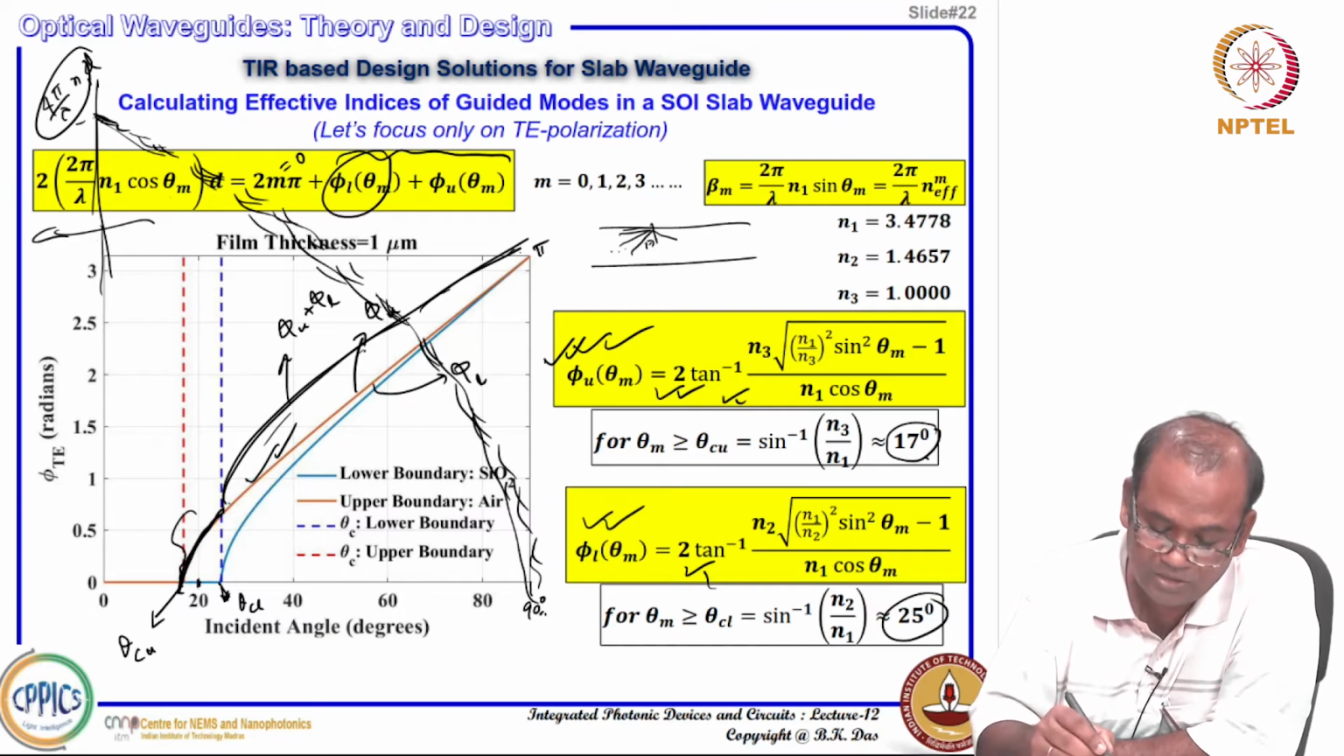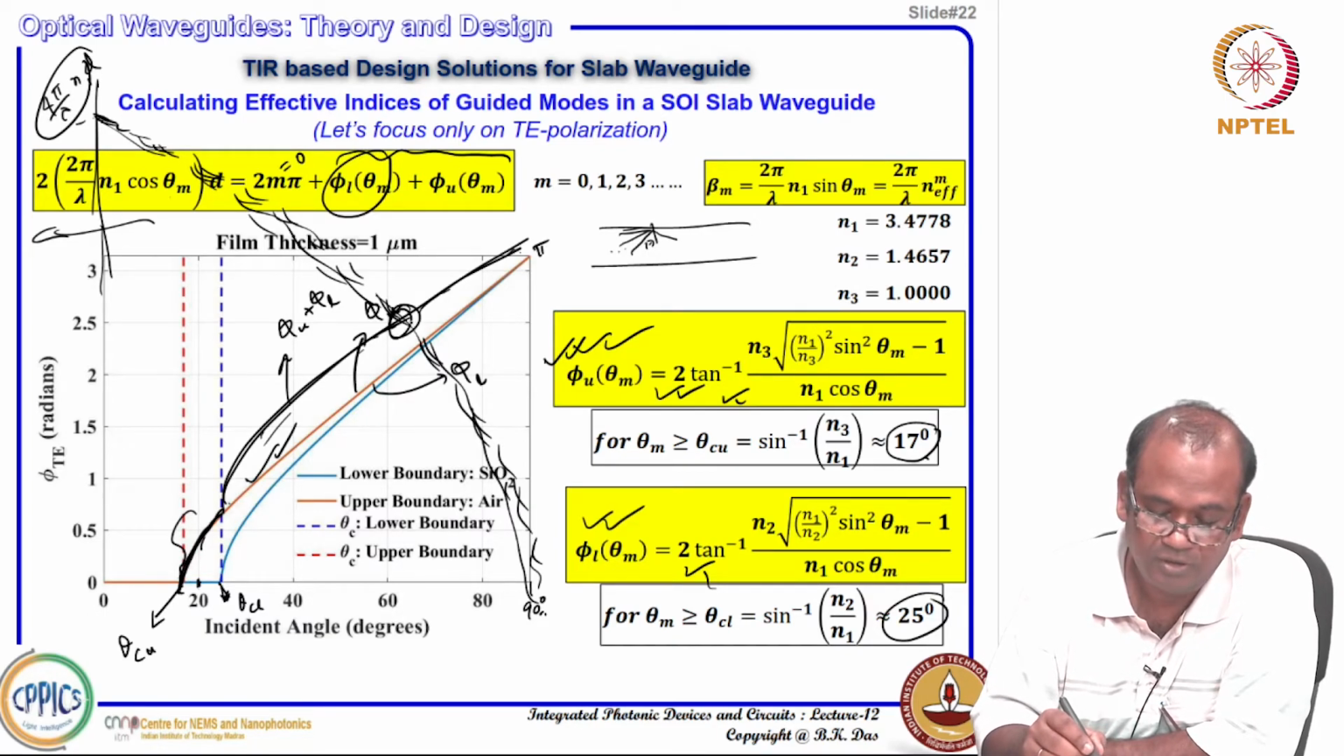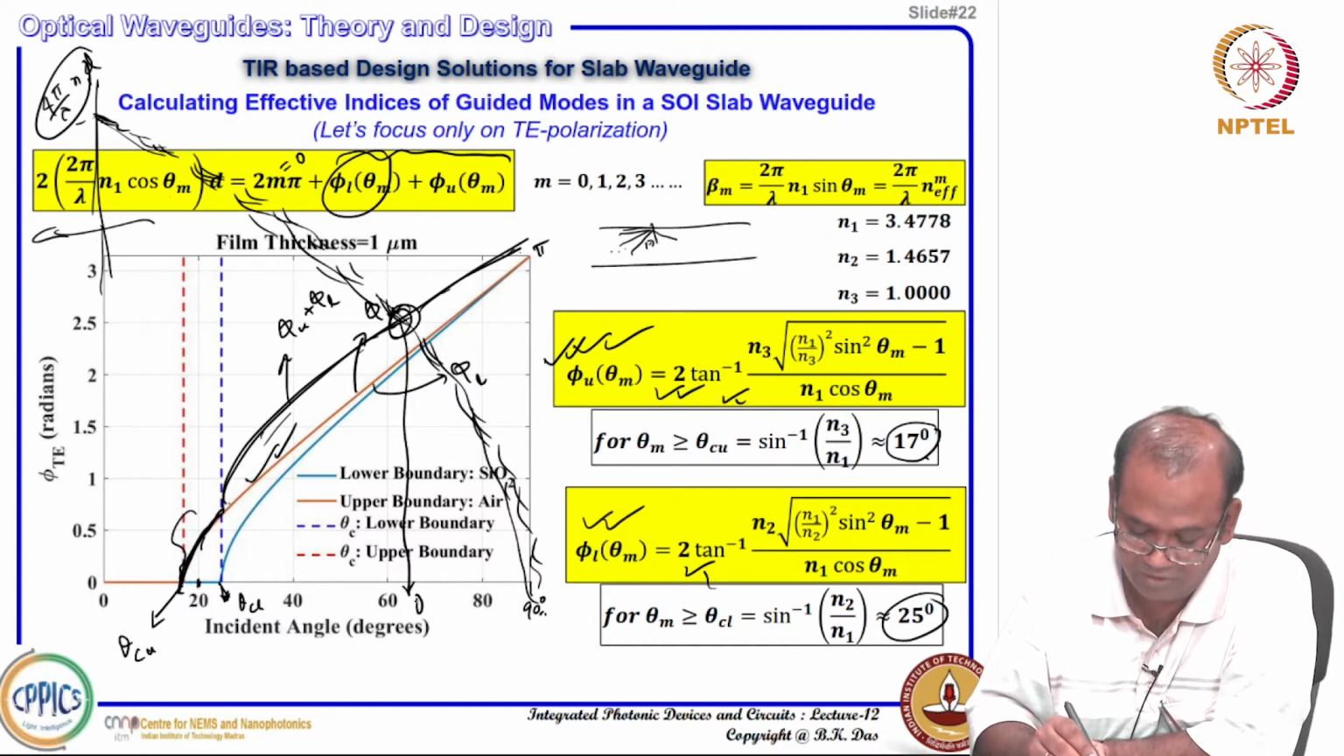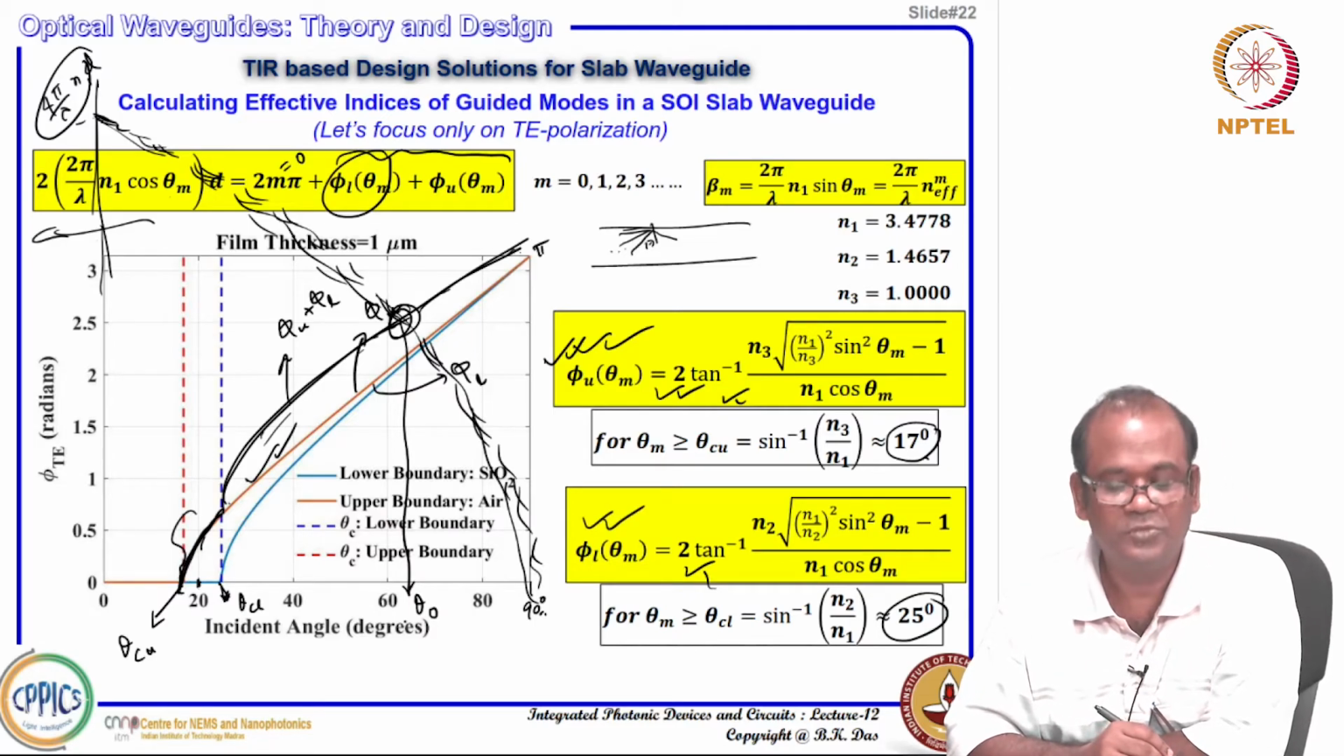And where the left hand side and right hand side cross, for m equal to 0, you will get that value of theta, that will be your theta 0, right.